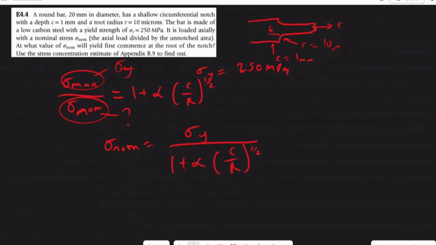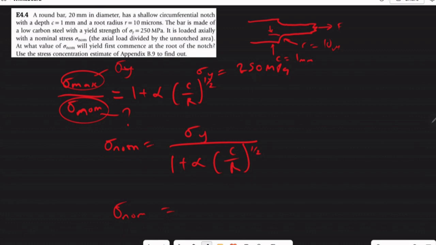So when we have something like this, we now have what? Stress, which is the nominal stress, which is equal to our yield strength, 250 MPa. So converting 250 MPa to Newton per millimeter squared is equal to what? 250 Newton per millimeter squared.